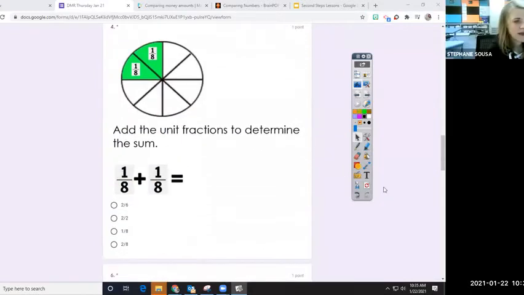Add the unit fractions to determine the sum. We have 1/8. We have 2/8. 1 plus 1 is 2. These are still 8ths. So again, our answer is 2/8. Questions, concerns, or comments? All right.